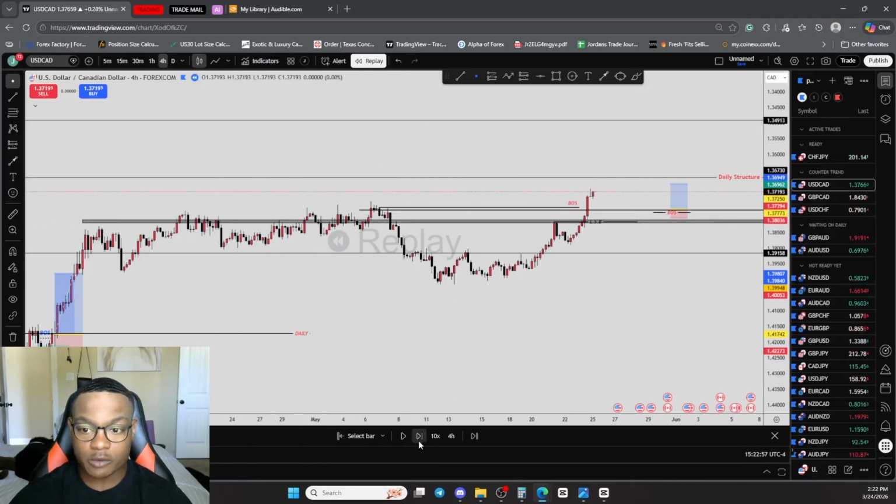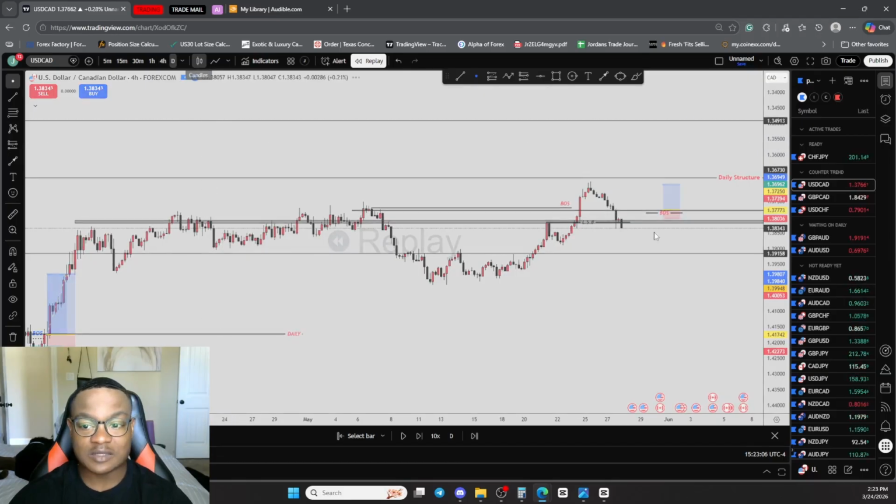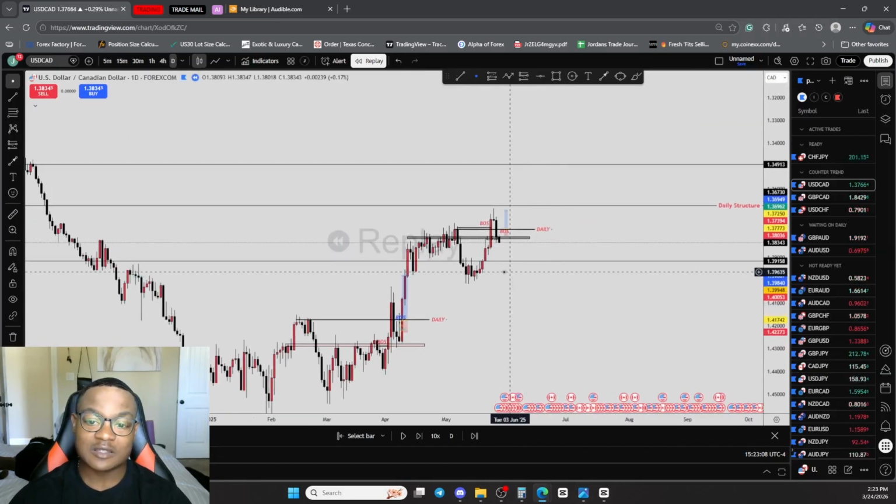So if we fast forward, we allow price to have the pullback towards our last structure break. We see price do exactly that. And as soon as price did that on the 4-hour, on the daily time frame, it also allowed the daily to perform the break and retest of its own setup.